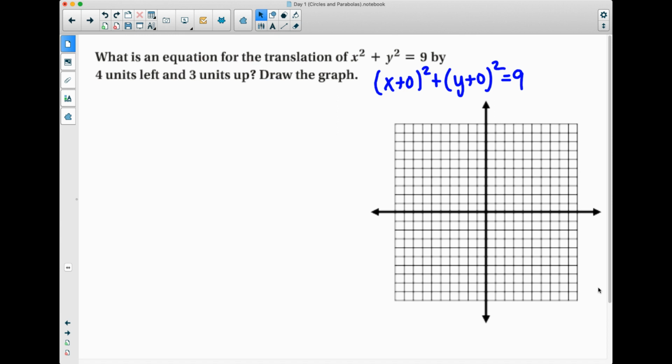All right, so if the center was originally at 0, 0, then we're just going to move it 1, 2, 3, 4 to the left and up 3. And our radius did not change. So we're still going to go over 3, up 3, down 3, all the things.